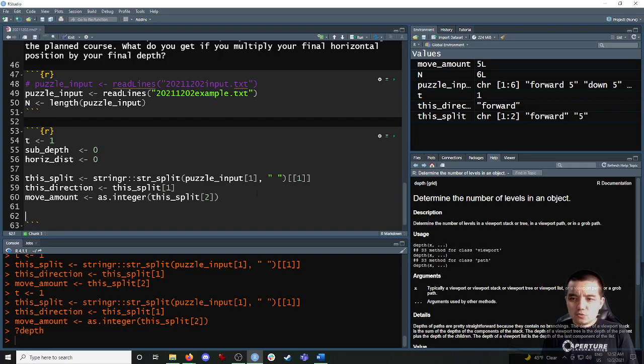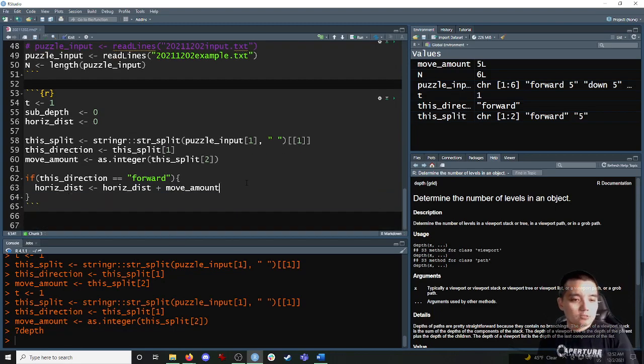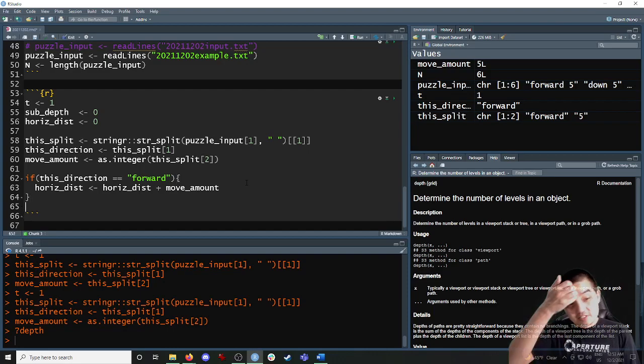Now, with this direction, so the word forward, and move amount, there in the top right is the number 5. We need to program and help the computer understand what's going on. We do that with conditional statements. So if this direction is forward, we need to take the horizontal distance and add the move amount. For those of you coming from another programming language, yes, it's kind of annoying that we do not have an increment shortcut, to the best of my knowledge.